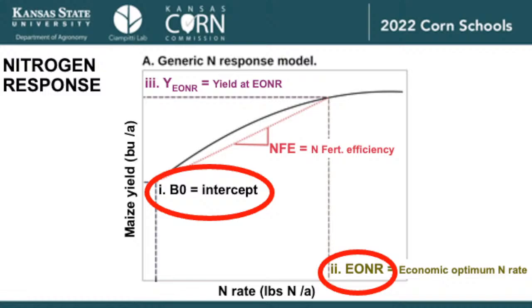In this graph, this is a classical regression model that we use when trying to generate a prescription, trying to estimate this famous component, the economic optimal nitrogen rate, right? So we have the maize yield on the y-axis, the nitrogen rate on the x, and then we fit a regression line, that's the theory, right? And then we'll have different components.